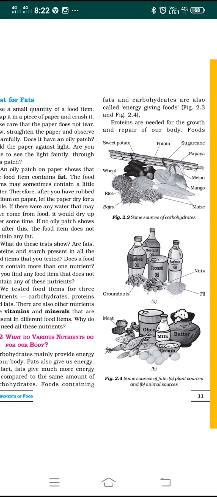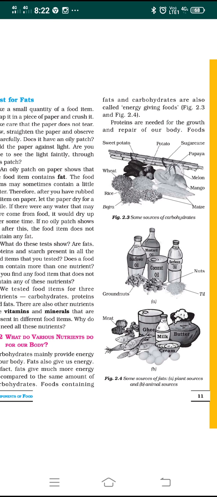Let's see the examples for carbohydrates. Those are sweet potato, wheat, rice, bajra, melon, mango, maize, sugarcane, papaya. So these are the sources of carbohydrates. Remember, all of you, make a list of them and just remember them.